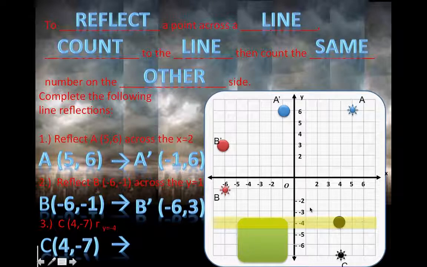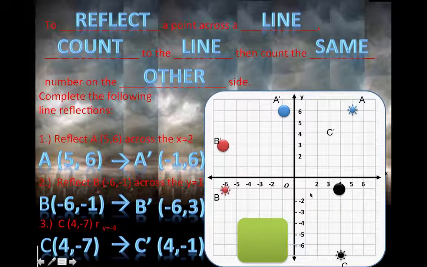And then we count another 1, 2, 3 spaces up from the line. And C prime should be at 4, negative 1. I don't know why it appeared up here, but it should be right down here. C prime is at 4, negative 1. So basically, you're doing the exact same thing with all of the points, but instead of counting to the axis, which is already there, you have to find another line.